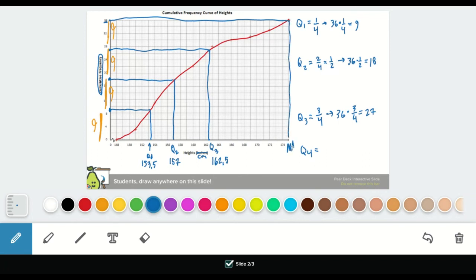So I'll say max, 175. We have 36 students total, and we had our max at 175. So these are our important values: Q1, 2, 3, and then our maximum. I'll circle that. Okay.